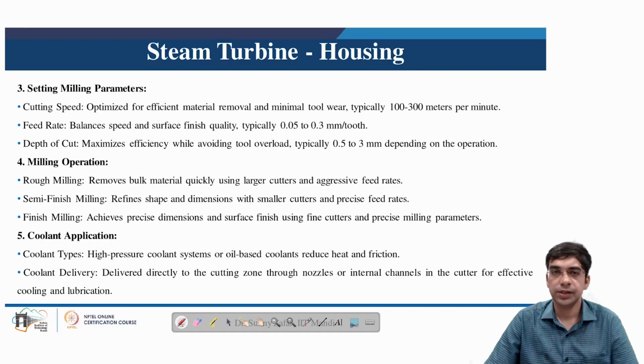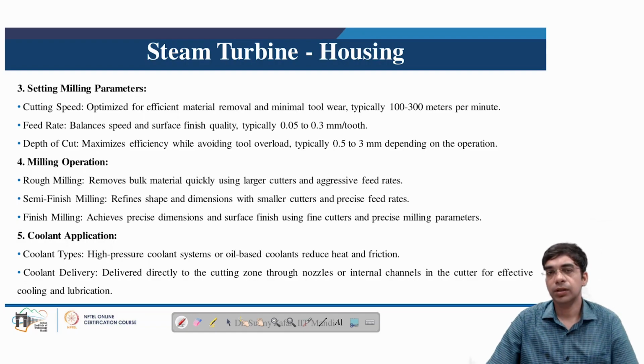The sequence of milling operations involves a rough milling operation, which removes bulk material quickly using larger cutters and aggressive feed rates. Then comes the semi-finish milling operation, which is utilized to refine the shape and dimensions with smaller cutters and precise feed rates. Third is the finish machining, which achieves the precise dimensions and surface finish using fine cutters and precise milling parameters. It is often seen that rough milling takes the minimum time, while finish machining takes the maximum time while the machining operation is progressing.